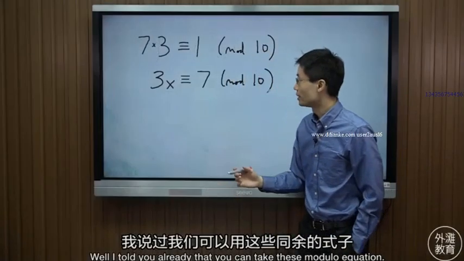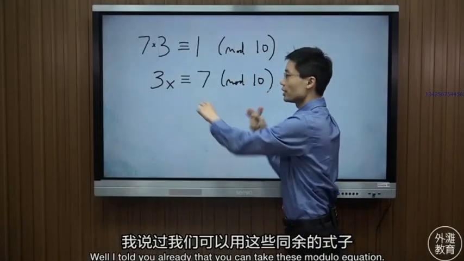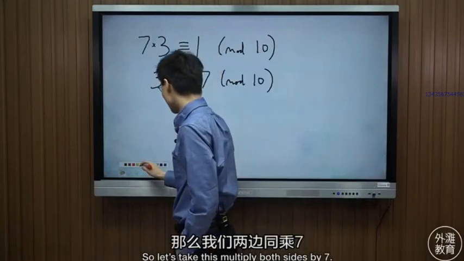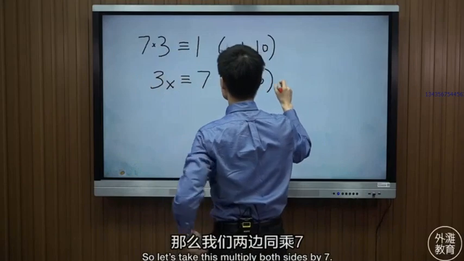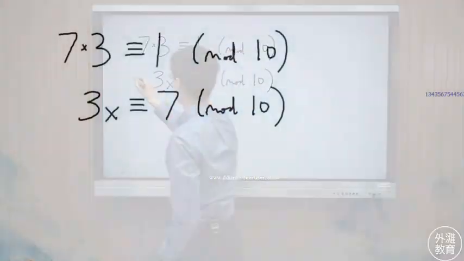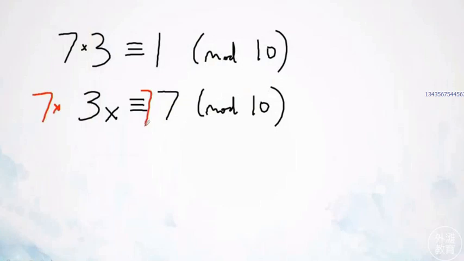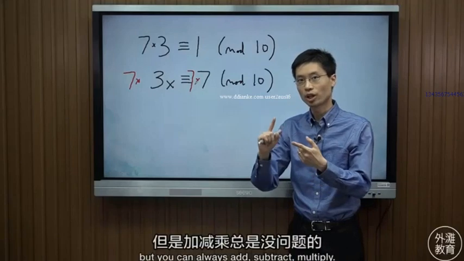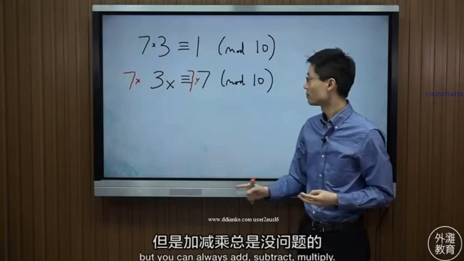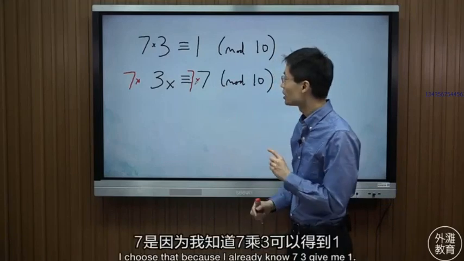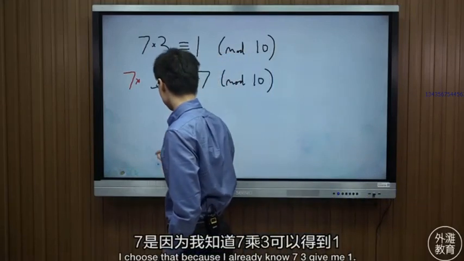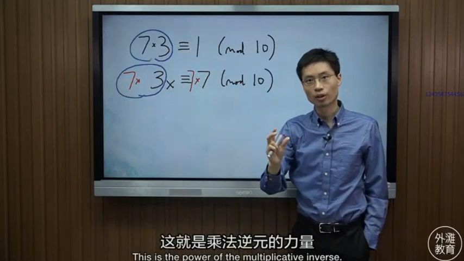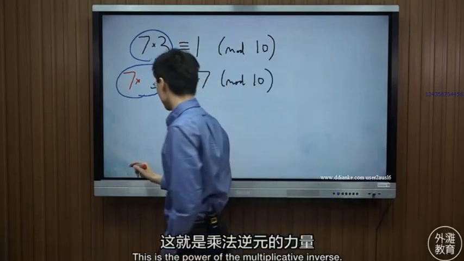I told you already that you can take these modular equations and multiply both sides by anything you want. So let's take this and multiply both sides by 7. Multiply is okay. Divide, you have to be careful. But you can always add, subtract, multiply. So I choose to multiply by 7, because I already know 7 times 3 will give me 1. This is the power of the multiplicative inverse. That's what this is called.